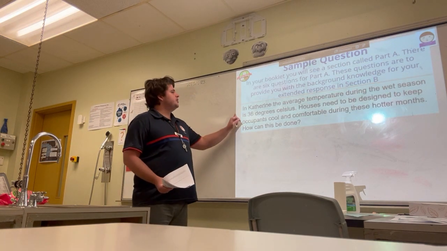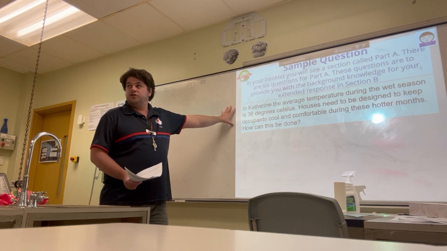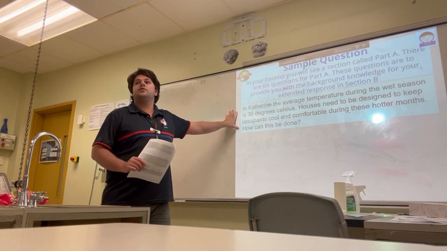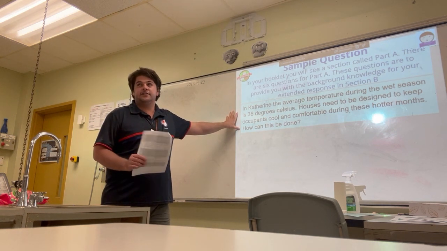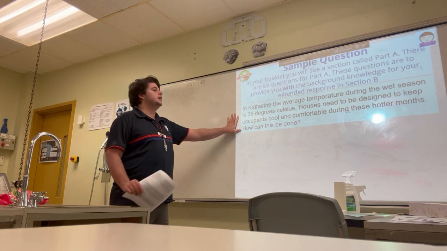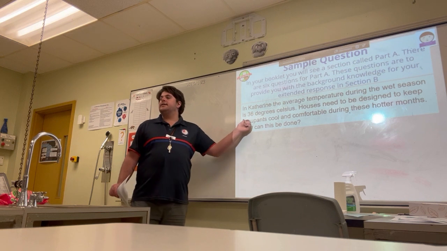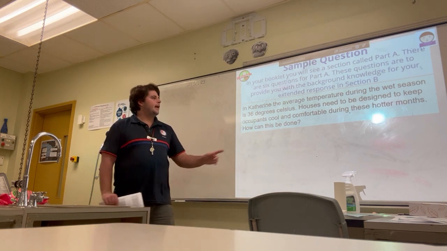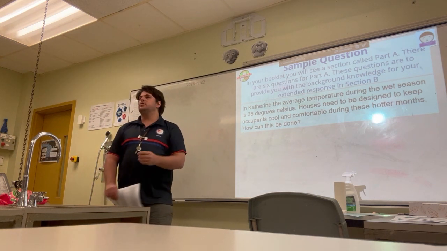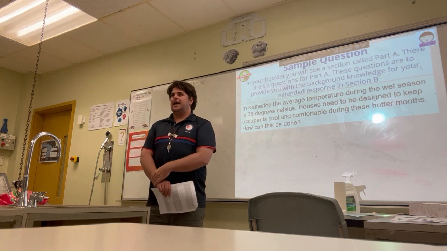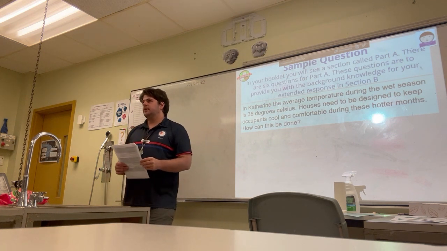Here, I've provided you with an example. This question is not in your work booklet, so please don't get your pens out ready to answer it. This is not actually part of your assessment. In Catherine, the average temperature during the wet season is 36 degrees Celsius. Houses need to be designed to keep occupants cool and comfortable during these months. How can this be done?